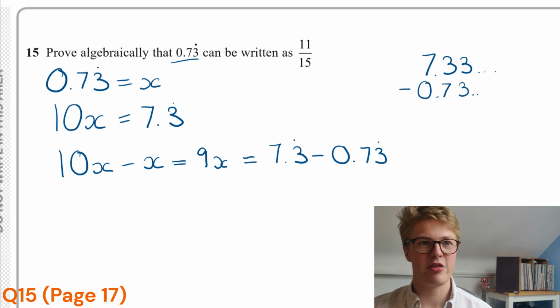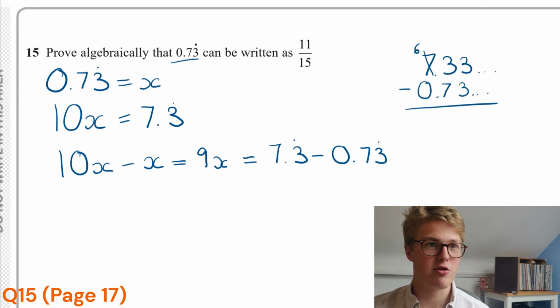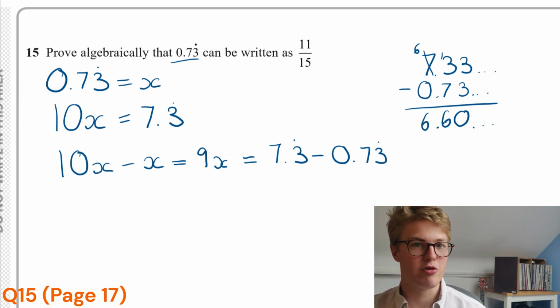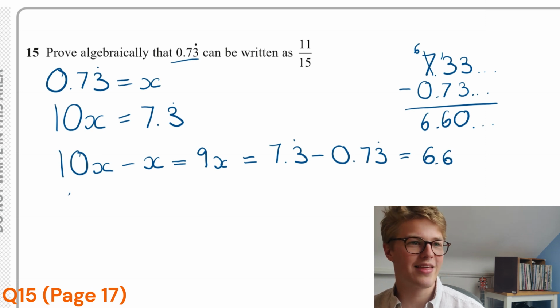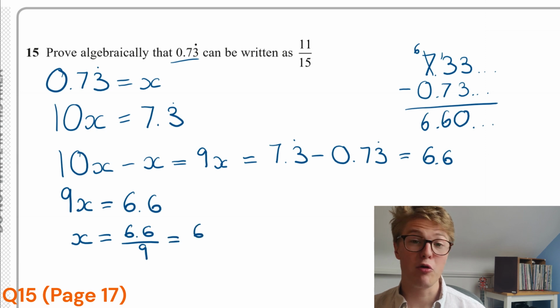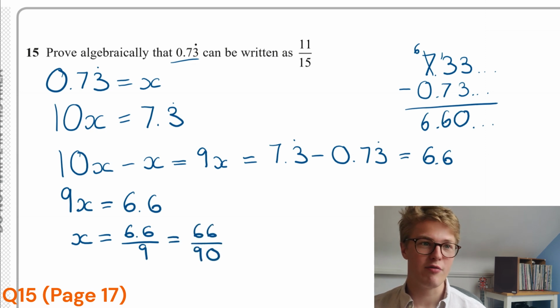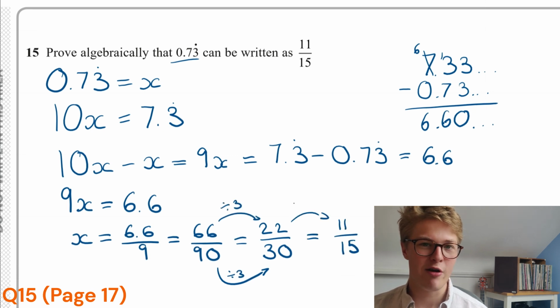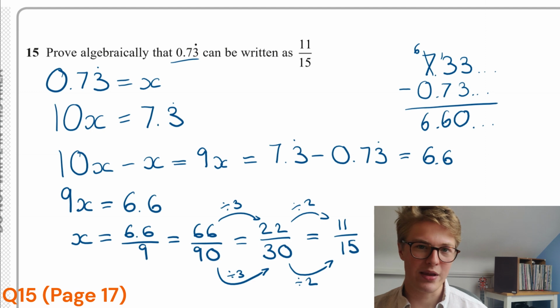This is equal to 6.6, as you can see here, using the subtraction, because all of those three terms at the end are going to cancel each other out, so we're just left with 7.3 minus 0.7, which is 6.6. Therefore, 9x equals 6.6, and that means x is equal to 6.6 over 9. We multiply this by 10, and we get 66 over 90, and then we can simplify this, so we divide by 3, and we get 22 over 30, and then we divide by 2, and we get 11 over 15 as our answer, which is what we needed in the question.